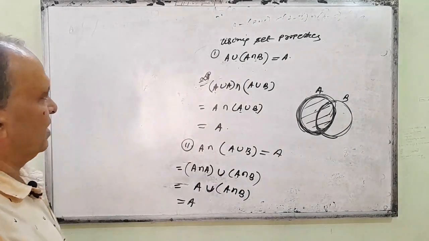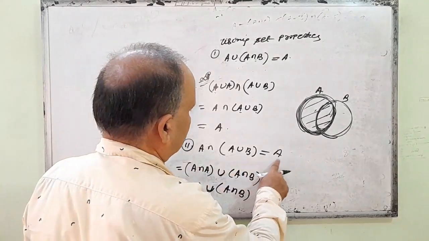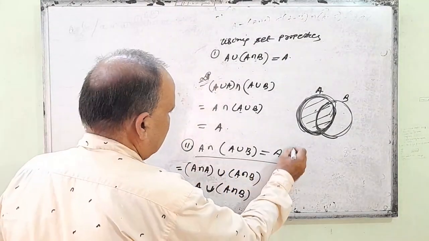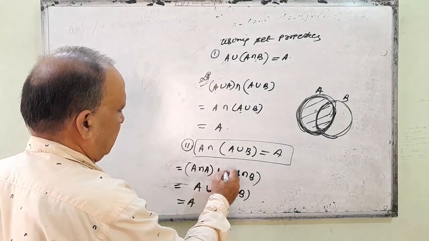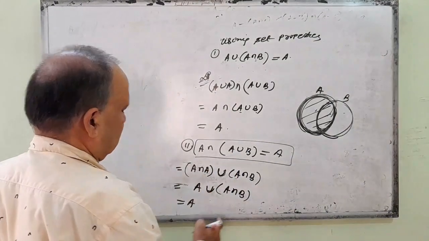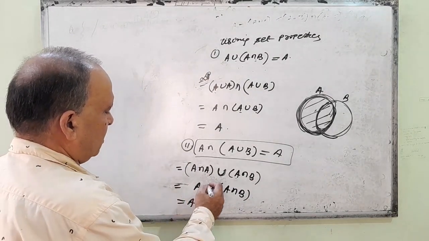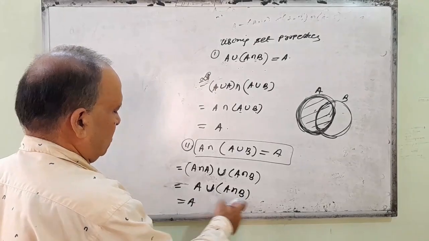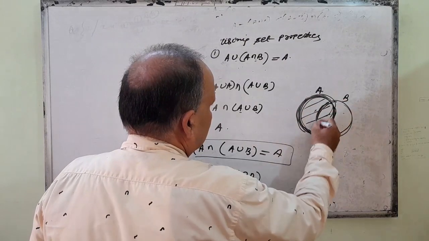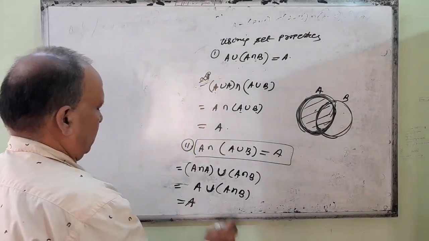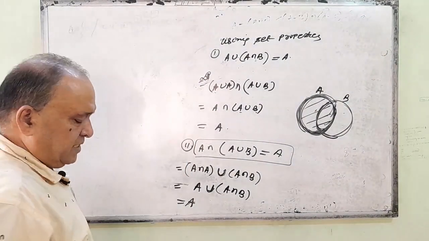This is the proof. Here you don't take x. A intersection (A union B) is equal to A. We have to prove it. You write A intersection A, distributive law: A intersection A union A intersection B. That is your A intersection A, which is equal to A union A intersection B, and A union A intersection B is equal to A. This is your RHS. This is the proof using set properties.